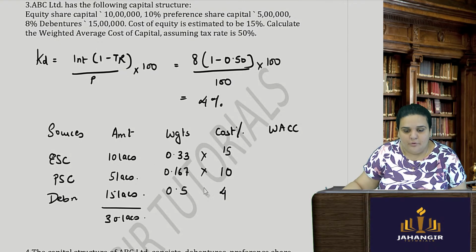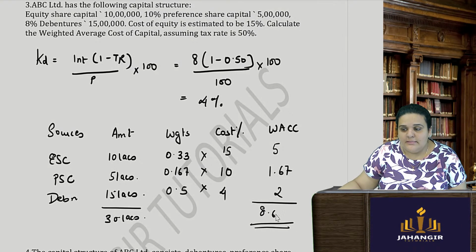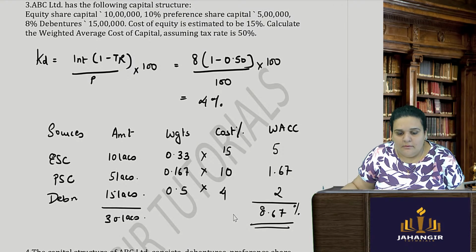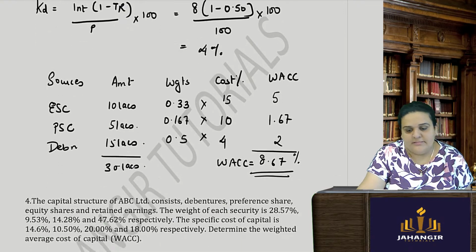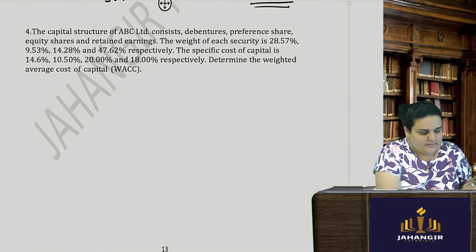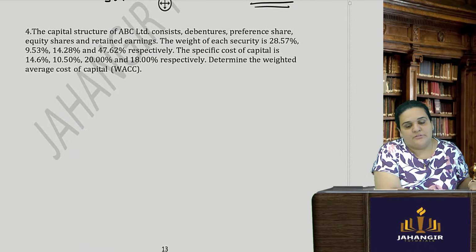I'll multiply them all. This is going to be 5. Okay. This is 1.67 and this is 2. So the total weighted average cost of capital is 8.67%. Okay. Weighted average cost of capital is 8.67%. Easy sums. All exam questions.